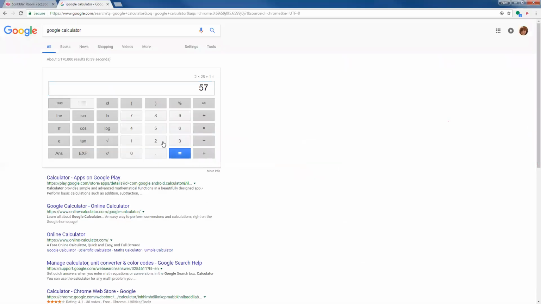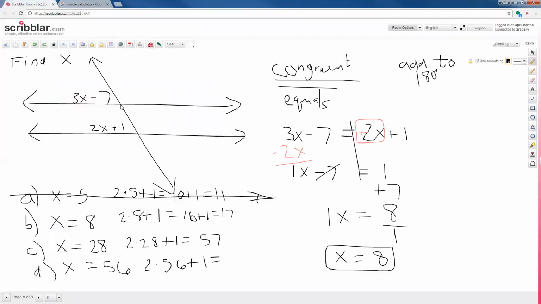2 times 56 plus 1 is 113. That's way too big. I know for sure it's not D. 113 should be obtuse, and our angles are clearly acute. So now we have more of a chance of getting the correct answer just by guessing. If you're only choosing from two options instead of four, it can help you have a higher chance of getting the answer.